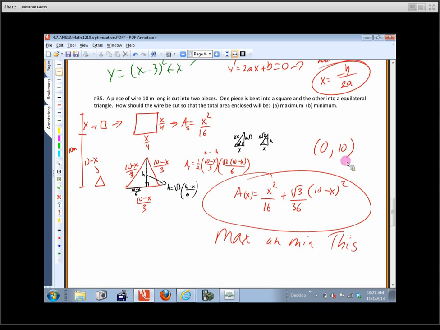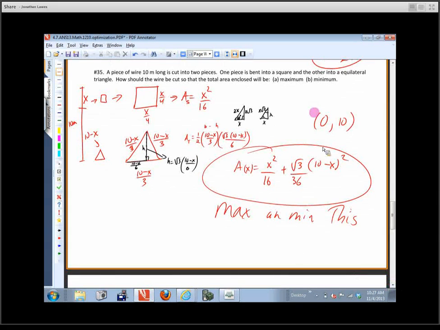Okay? Now, the way they've interpreted this in the back of the book is, under this scenario, get me the maximum area enclosed. I don't care if we have 2 pieces. So they've actually used 0 for the smallest x could be and 10 for the largest x could be. So if x was 0, we've put all of our area in the triangle. If x is 10, we've put all of our area in the square.